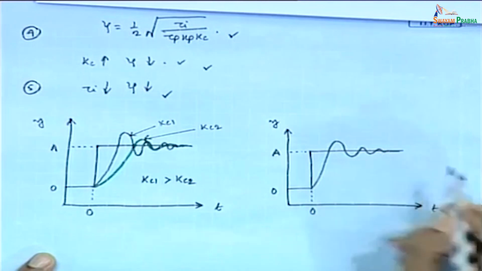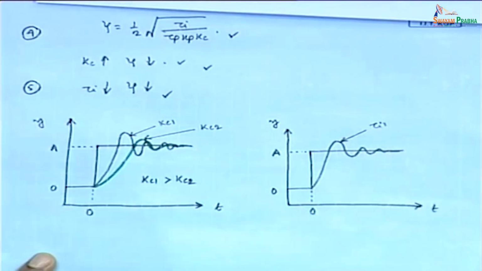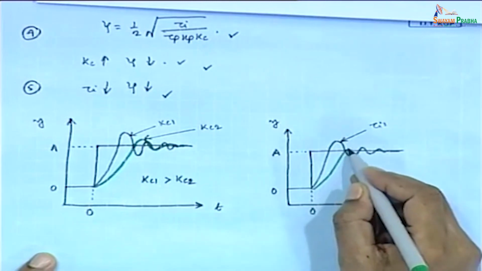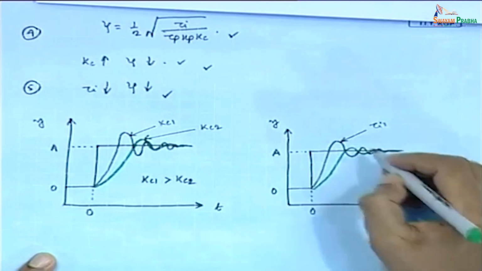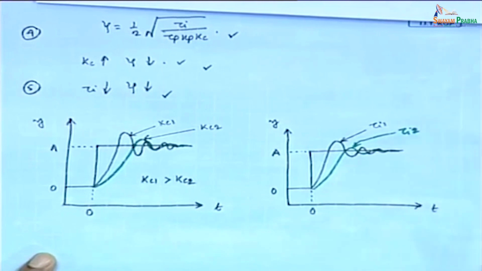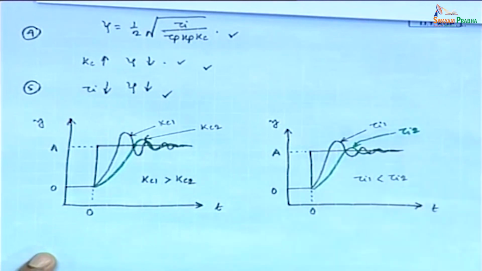Now, this is the closed loop response for a particular tau value, suppose that is tau I1. Another response we obtain for tau I2. So, which one is larger? Which one is largest among these two? Tau I2. That means tau I1 is less than tau I2. Fine. With the decrease of tau I, zeta decreases, that means more oscillatory response.